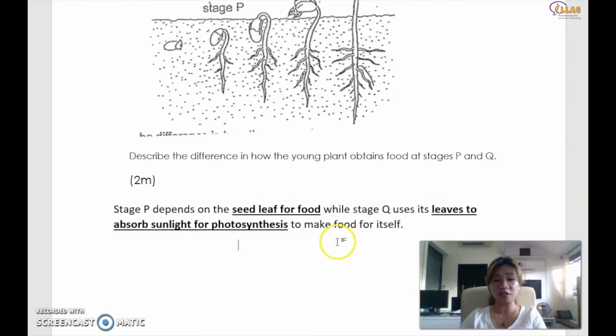So this is the 2 stages, therefore you will need these keywords. Absorb sunlight, photosynthesis for the second mark. The first point will be the seed leaf for food. That will be the first. This is the second. I hope you've learned the keywords for this topic.